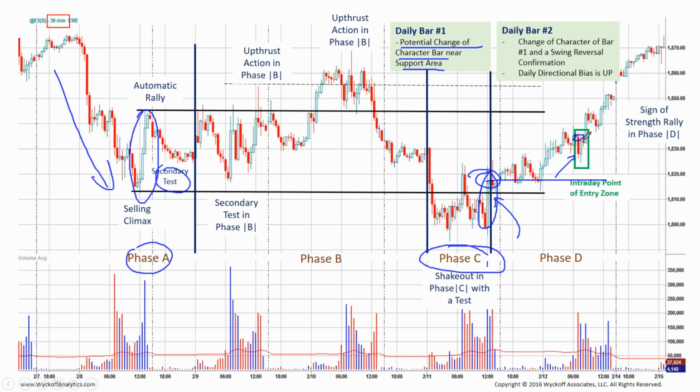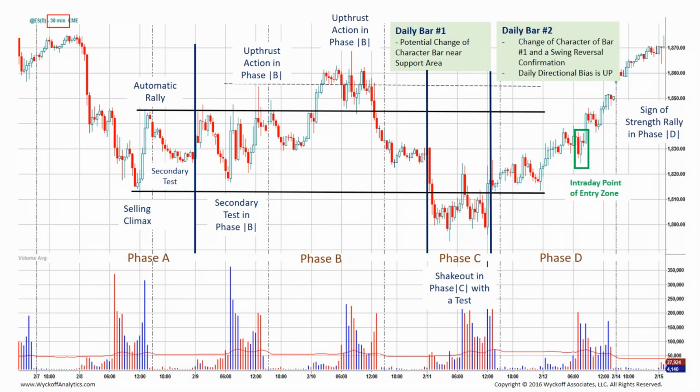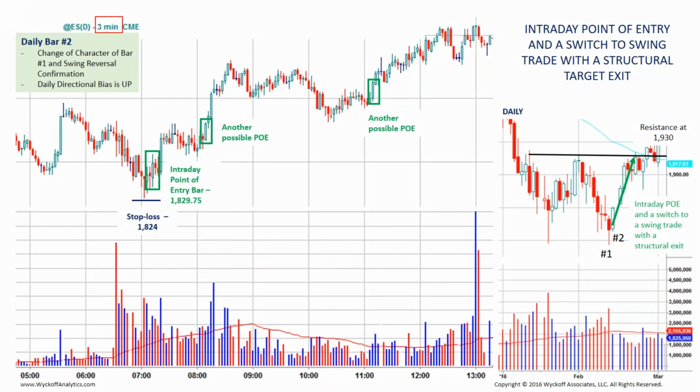So the opening, because it opened with the gap, kind of confirms already that this not just was a potential change of character, but that it was a change of character, and now we're confirming that. So therefore, any of these intraday positions that you're going to open, if the day is going to be profitable and it's going to be a significant bar, you can keep those positions and you can switch to a swing trade. So let's look at the points of entry.